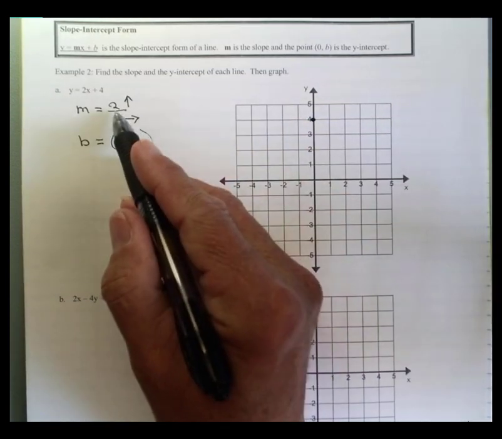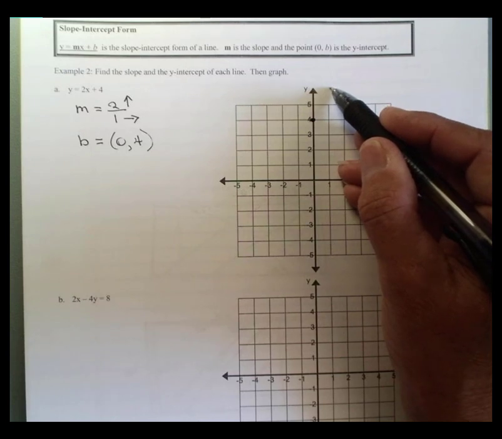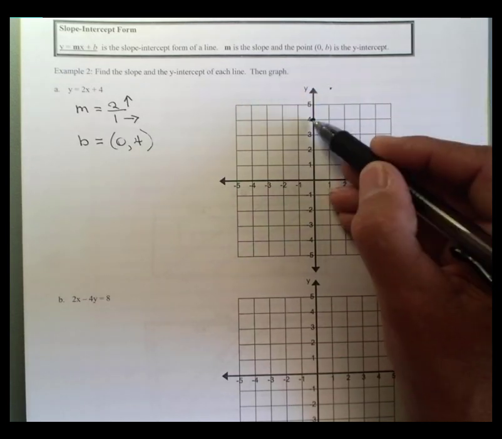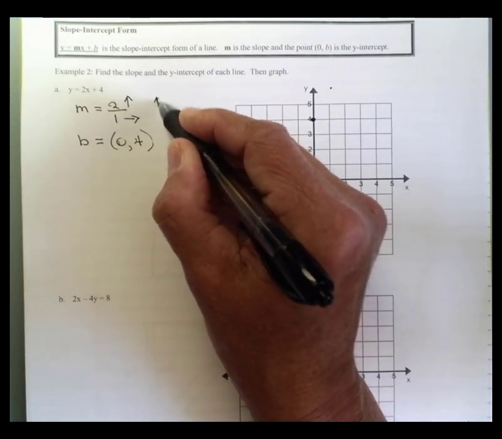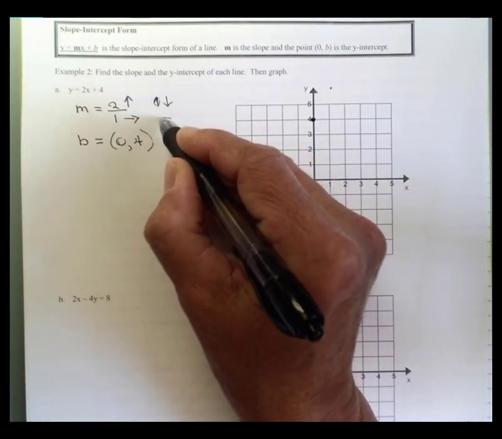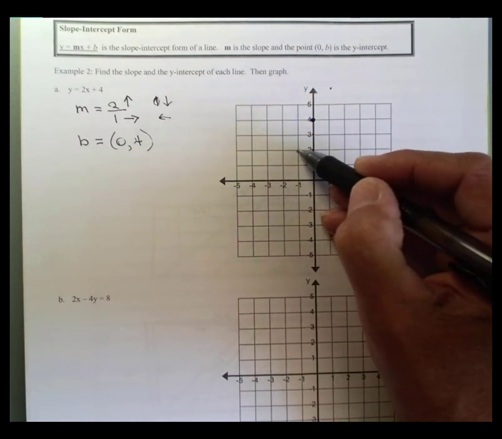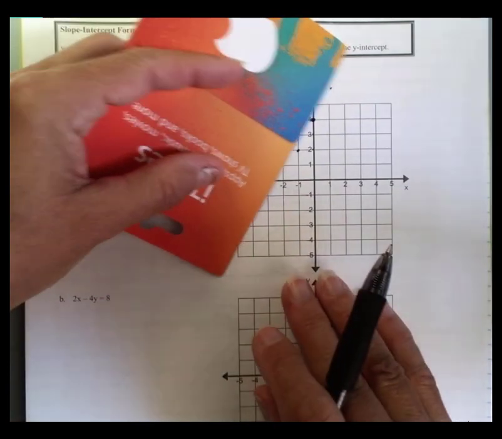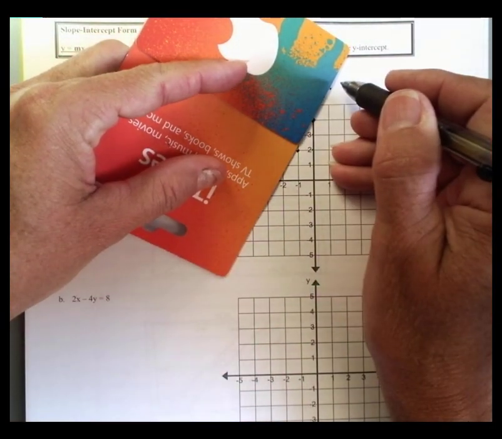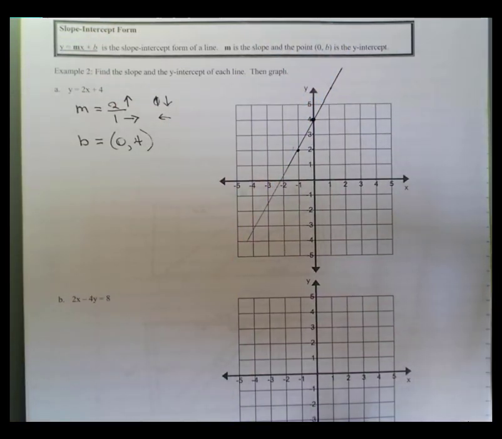And then I'm going to graph this by going up 2 and to the right 1. Well, that's awkward, isn't it? Because it's off my graph. But what if I did what I said and reversed it? What if I went down 2 and to the left 1? Okay, go down 2 and to the left 1. Same line, isn't it? I can use that because it kind of went off my chart, if I can remember that trick. And there I have graphed the line.